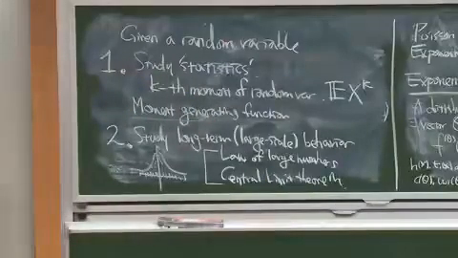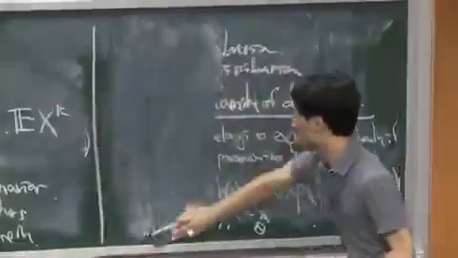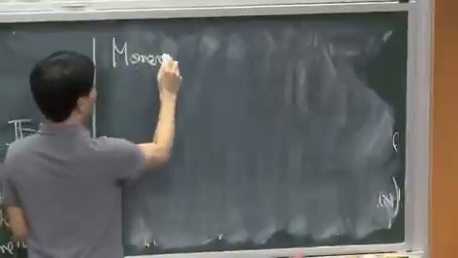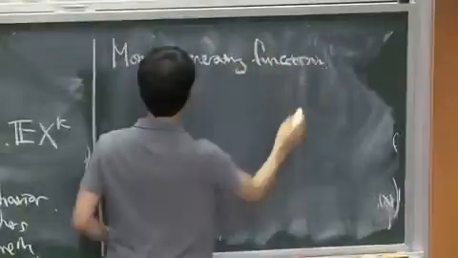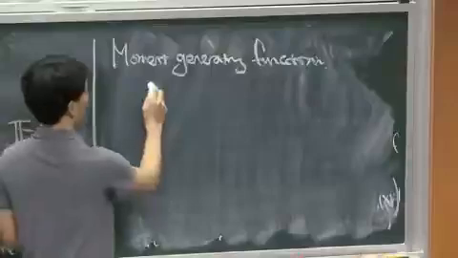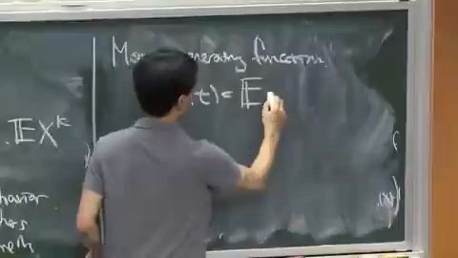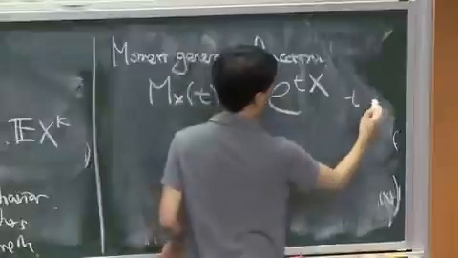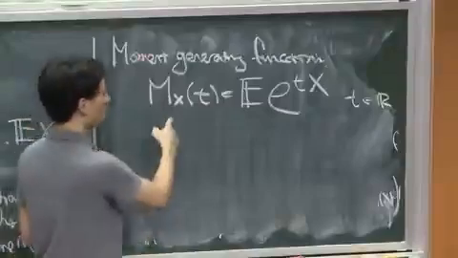So let's start with our first topic, the moment generating function. The moment generating function of a random variable is defined as, I write it as M sub X, the expectation of e to the t times X, where t is some parameter. t can be any real. You have to be careful. It doesn't always converge.